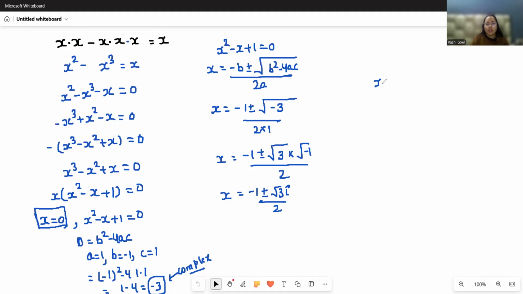So x is 0. x is 1 plus root 3 iota by 2, and x is 1 minus root 3 iota by 2. So beautiful symmetry, same complex roots.